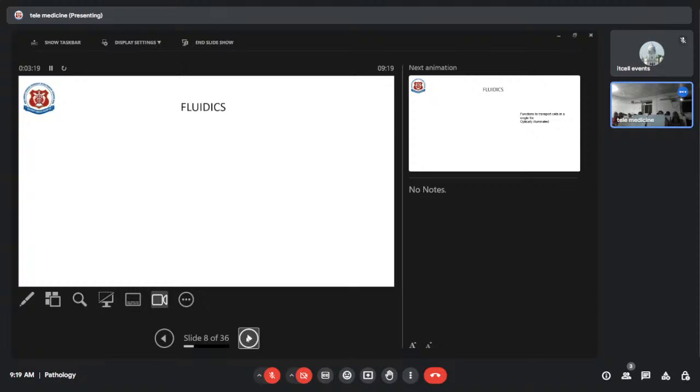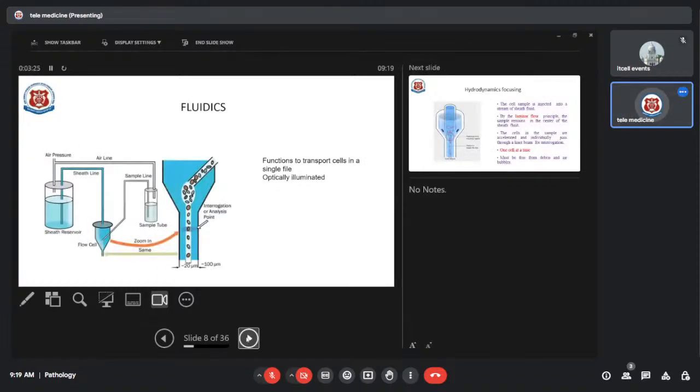This is the basic principle. You have a sheath reservoir with a sheath fluid inside it, and you have a sample tube. Now there is a tube through which the air pressure is injected. Now both these tanks are airtight containers. So when you inject the air pressure into it, the sheath fluid goes into the sheath line. Similarly, because of the air pressure in this tube, the sample will get injected into the sample line. Both of these are airtight containers.